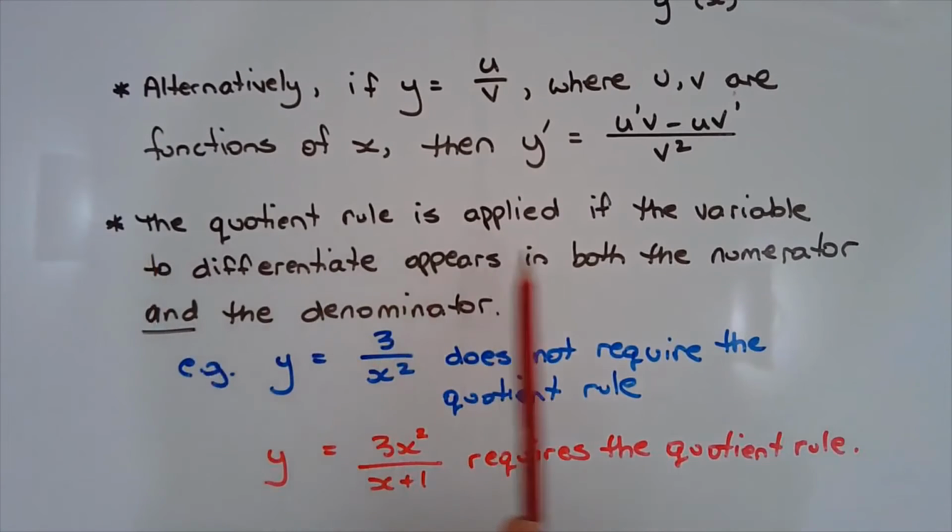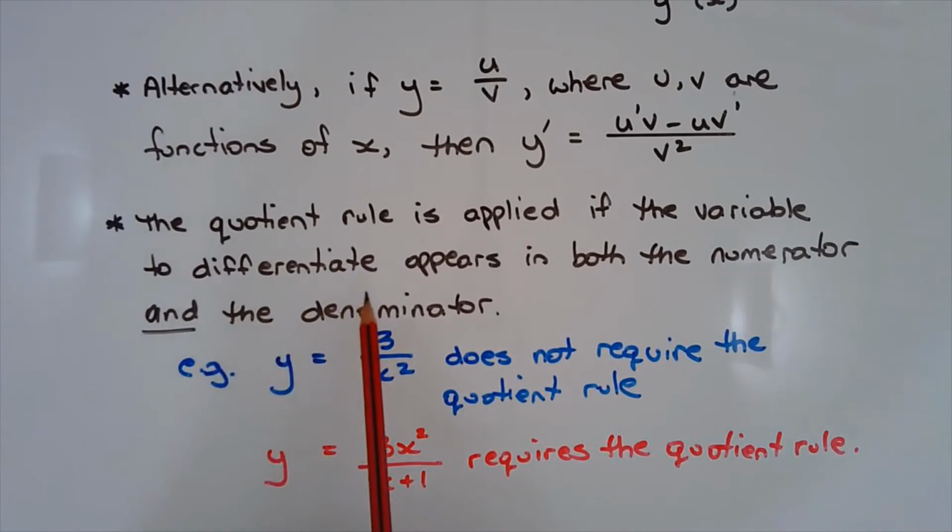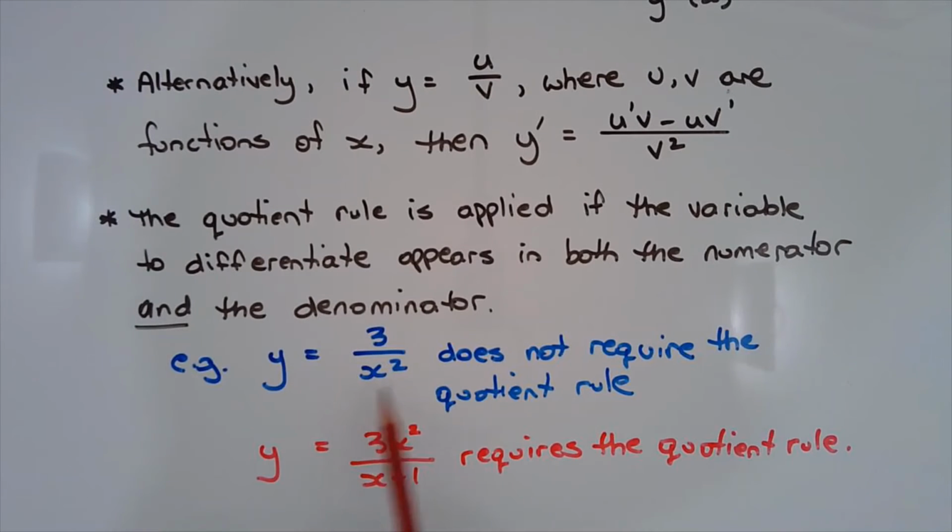Now the quotient rule is applied if the variable to differentiate, in this case x, well usually we use the pronumeral x, appears in both the numerator and the denominator. So for example, y equals 3 over x squared does not require the quotient rule because the variable x only appears in the denominator, not in the numerator as well. So it has to be in both. However, this example, y equals 3x squared over x plus 1, requires the quotient rule because the variable x appears in the numerator and the denominator. Hence, the quotient rule is required.